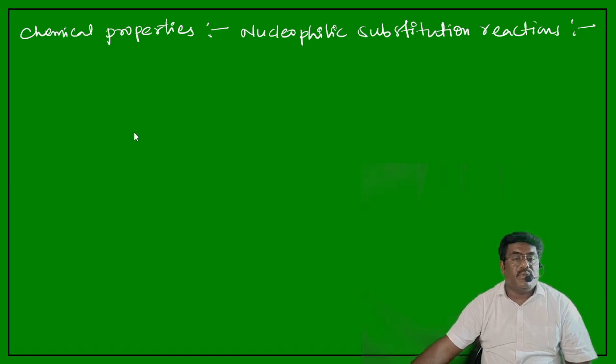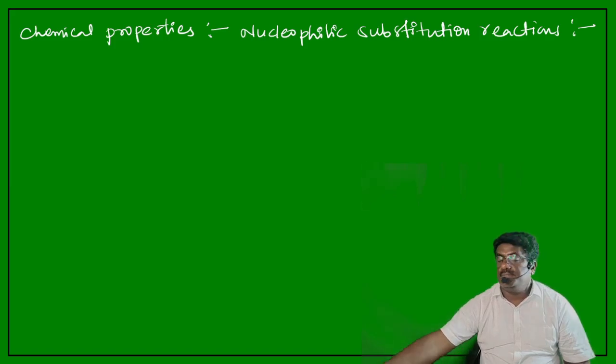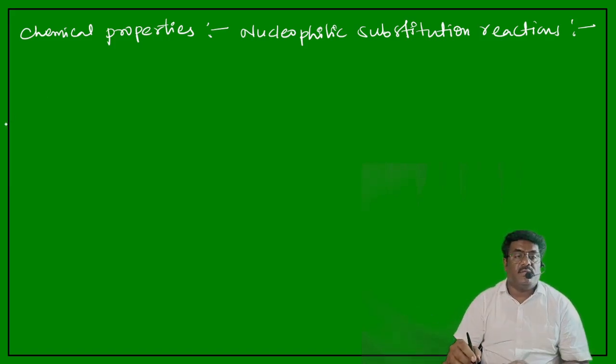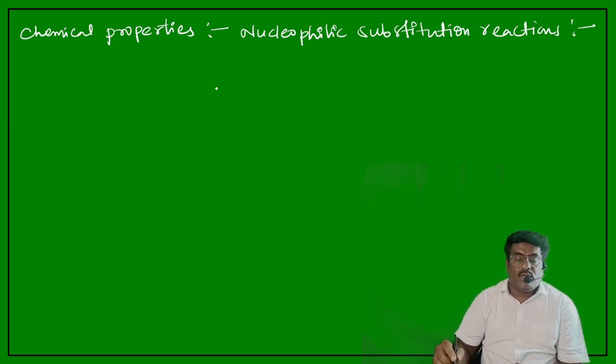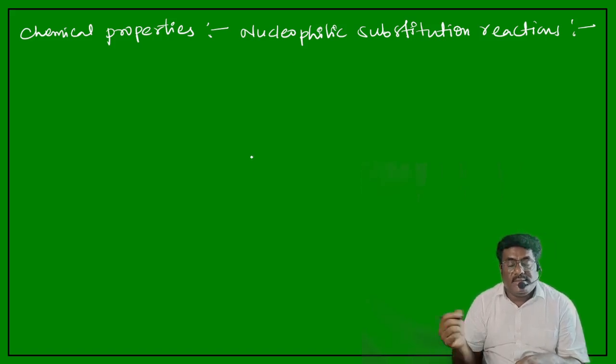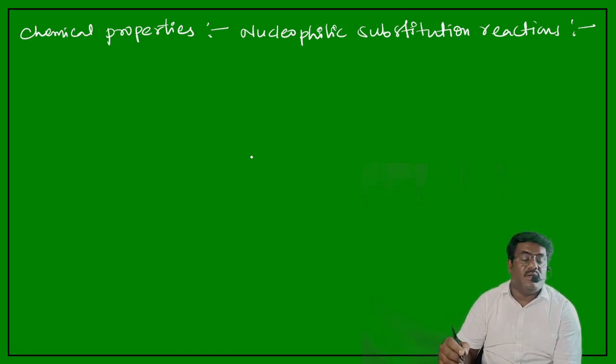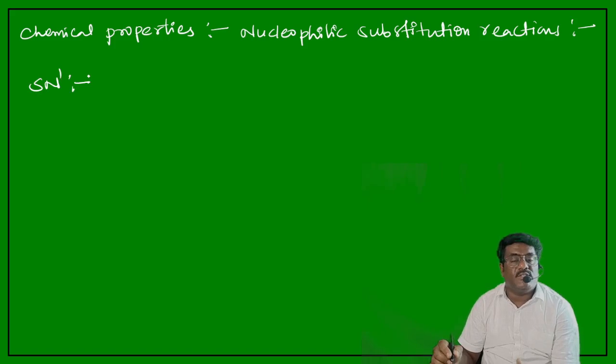Next are the chemical properties. The chemical property is nucleophilic substitution reactions. Nucleophilic substitution reaction means the leaving group is substituted by a nucleophile. In nucleophilic substitution reactions there are SN1 and SN2: unimolecular nucleophilic substitution and bimolecular nucleophilic substitution. The first one is SN1, unimolecular nucleophilic substitution reaction.